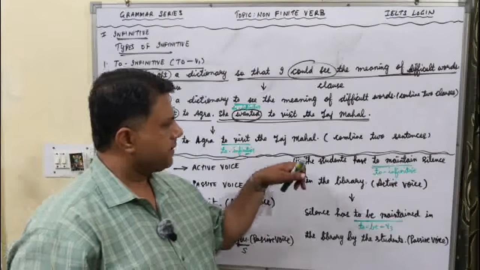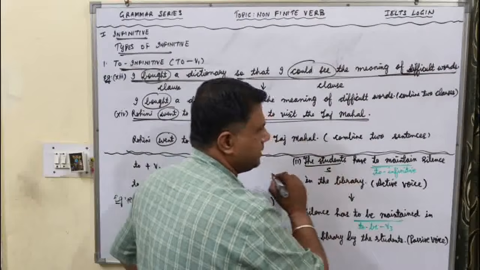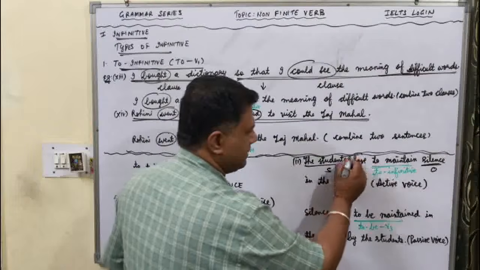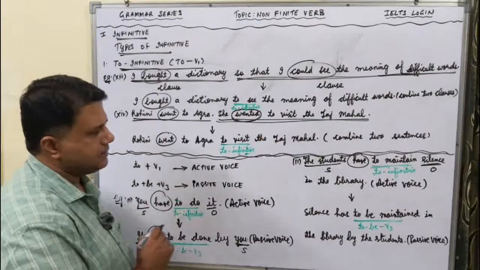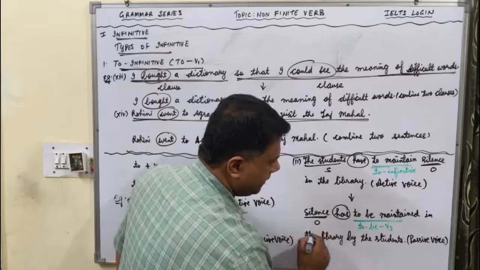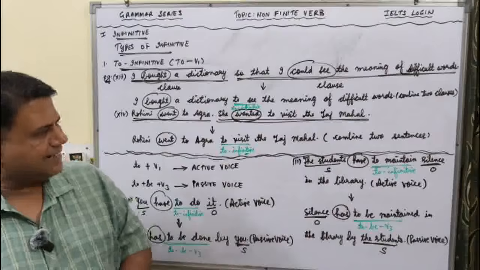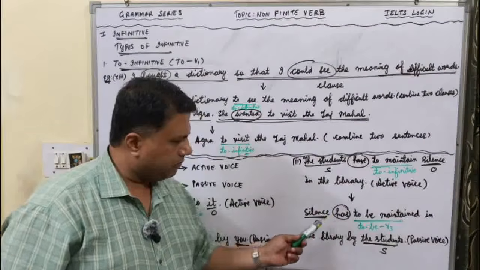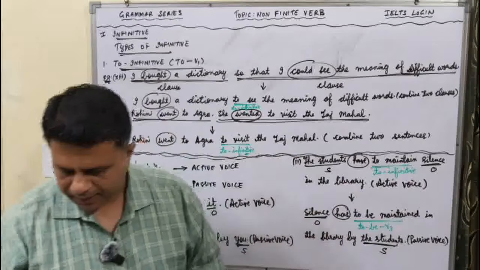See the next example. The students have to maintain silence in the library. The students is the subject, maintain silence is the object, and have is the tense element. So silence is the object and the students is the subject. If the subject is in the beginning, then we have to follow this structure, to infinitive. If the object is in the beginning, then we have to follow this structure, that is the passive structure.